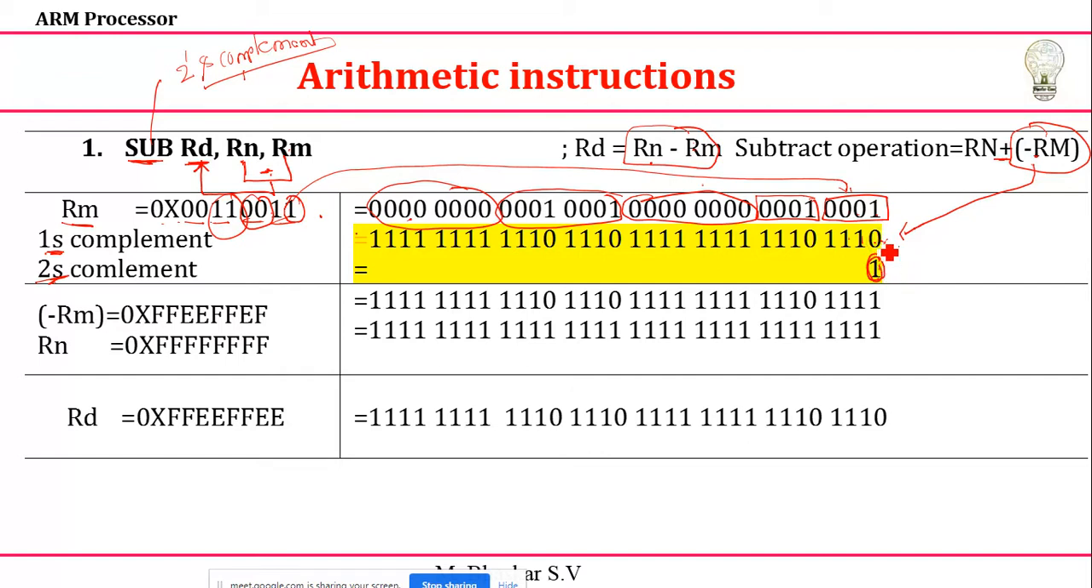For this bit I am going to add 1 here. Next I need to add these two. You can see 1 plus 0 I'll get 1. If nothing is there, by default it is 0, so 0 plus 1. The remaining bits up to here come as they are, no changing at all. Only 0 plus 1 will be added and I am getting 1. So this is the value of minus Rm.